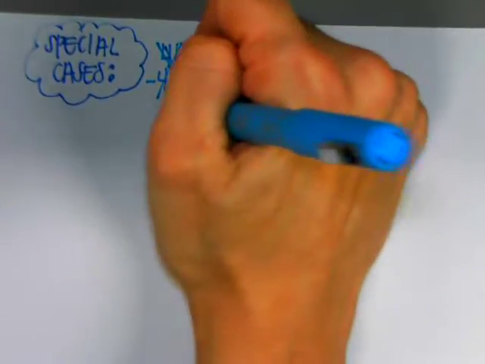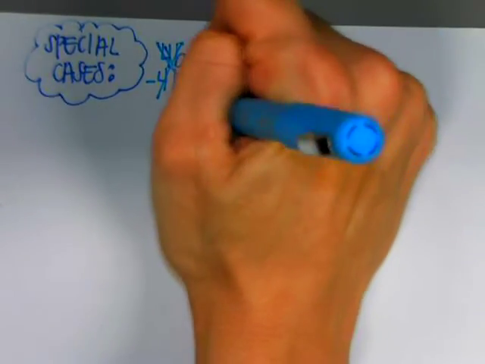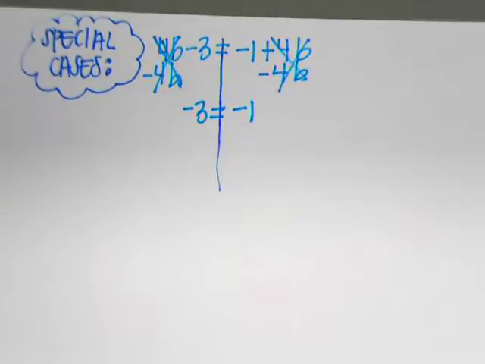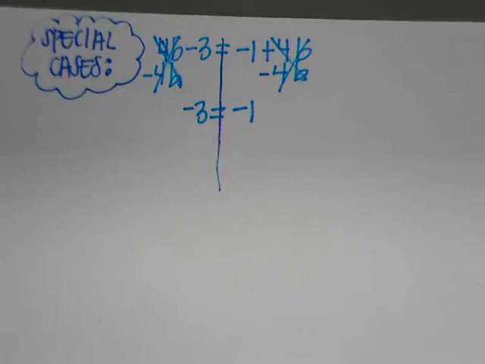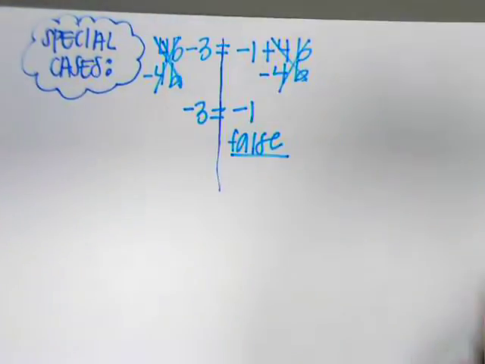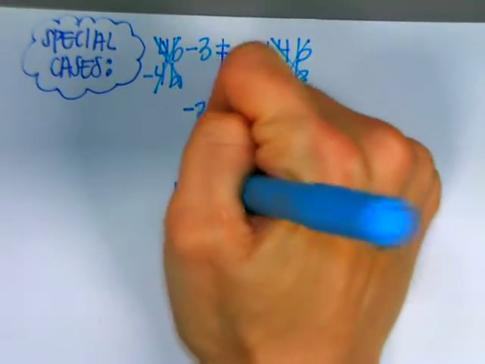So you're left with no variables. They both canceled out. You have negative 3 equals negative 1. So what you need to do now is decide if that statement is true or false. Does negative 3 equal negative 1? No. So this is a false statement. So that's going to be no solution.